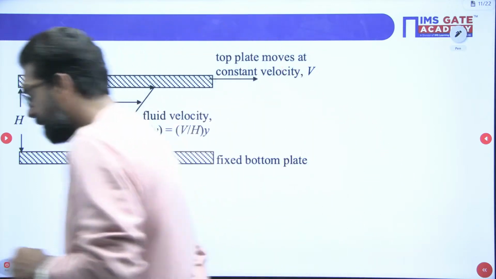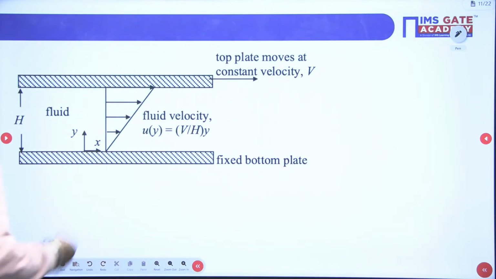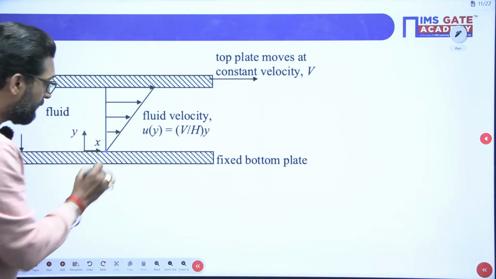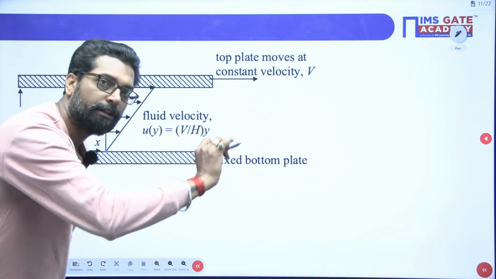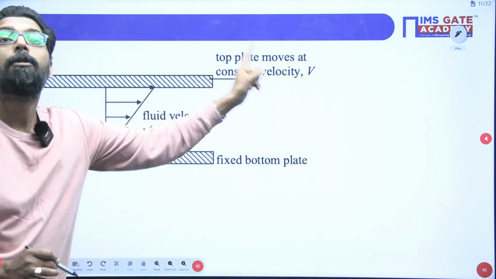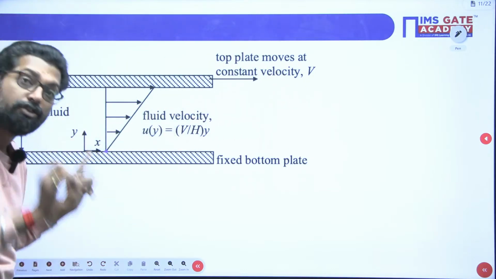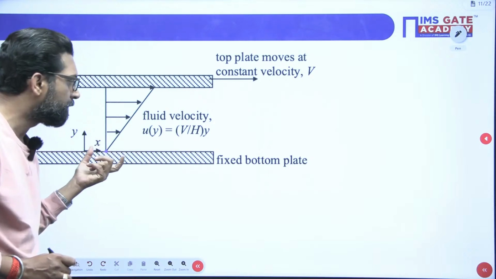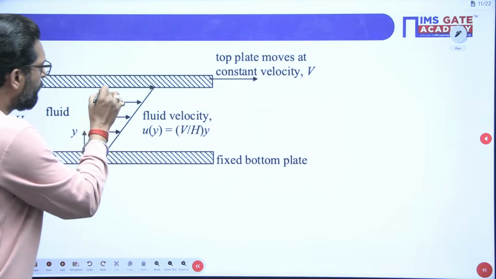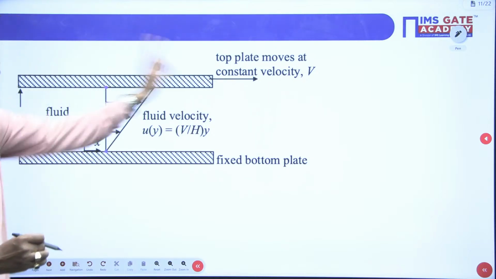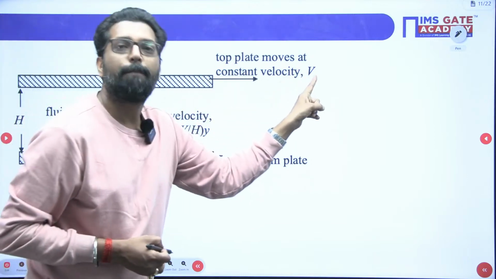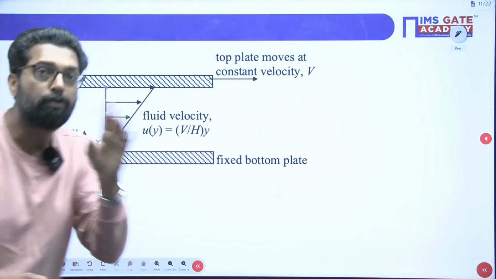Now, one thing is that the particle at this point, its tangential velocity along the motion of the plate, is 0. Why? Because the relative velocity is 0, because the bottom plate is fixed. That is your no slip condition. Also, the fluid particles at the top, which have the same velocity as the plate velocity, that is also called a no slip boundary condition.